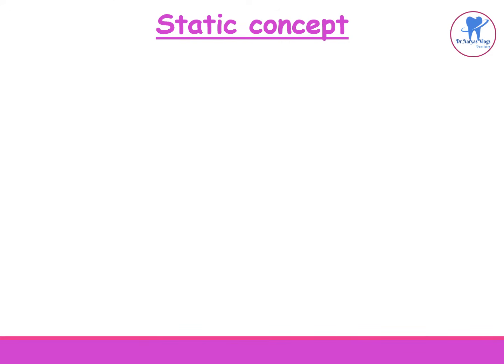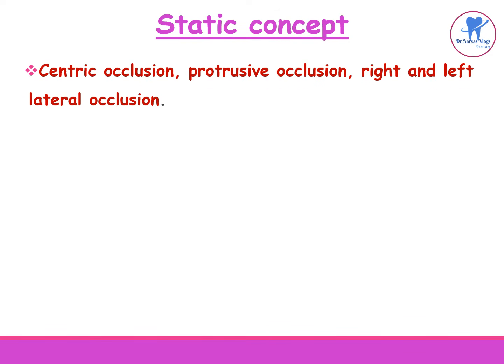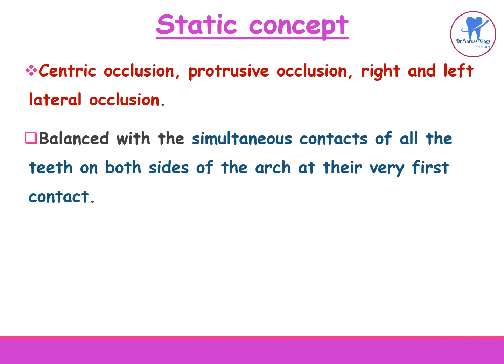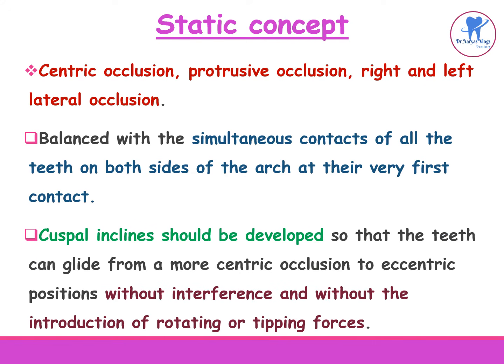What is a static concept? The static relations in the occlusion include centric occlusion, protrusive occlusion, and right and left lateral occlusion. These relations must be balanced with the simultaneous contacts of all the teeth on both sides of the arch at their very first contact. The cuspal inclines should be developed so that the teeth can glide from centric occlusion to the eccentric positions without any interferences and without the introduction of rotating or tipping forces.